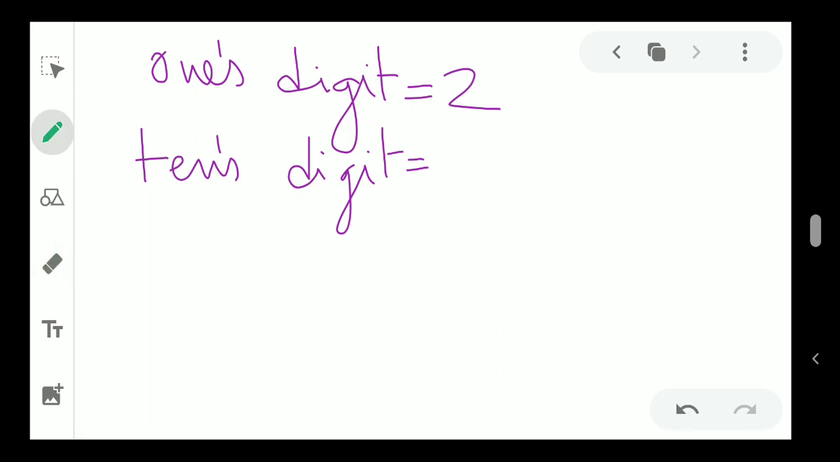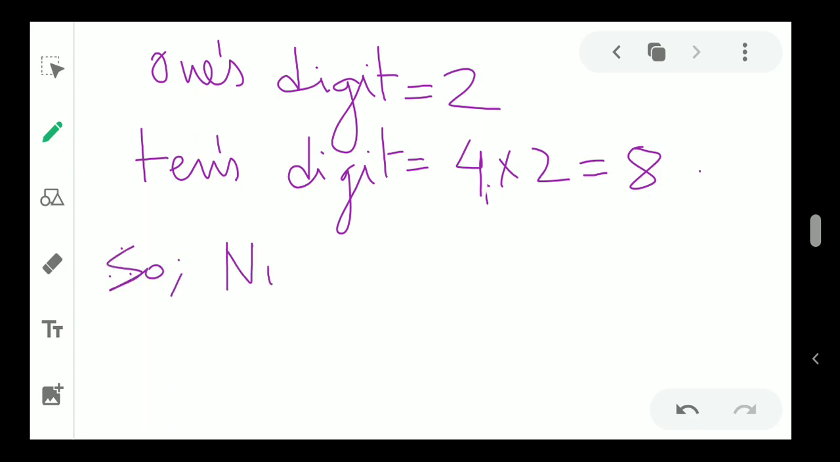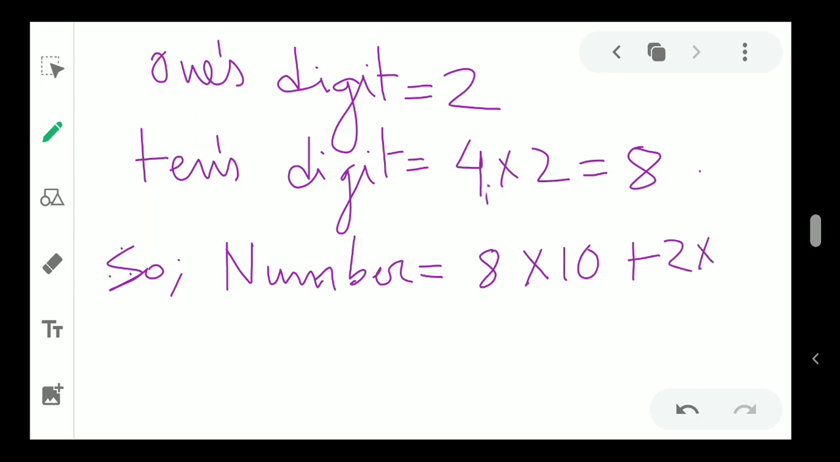So what is the number? The number is 8 into 10, because it is the tens place digit, plus 2 into 1, that is 82. So this is how you have to do this math.